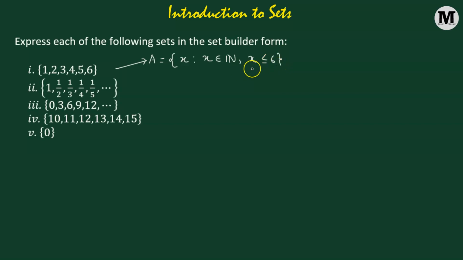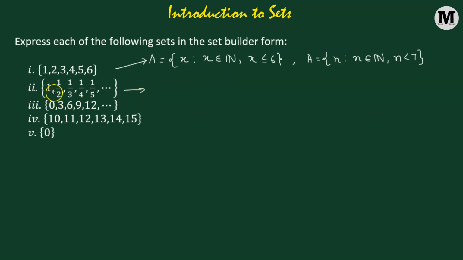Now this is not going to be the only way to express the given set in the set builder form. We can also express it as A is the set containing the natural numbers n, such that n belongs to the set of natural numbers and n is less than, let's call it, 7. So there are several ways of writing the given set in the set builder form. Okay, let's go to the second one.